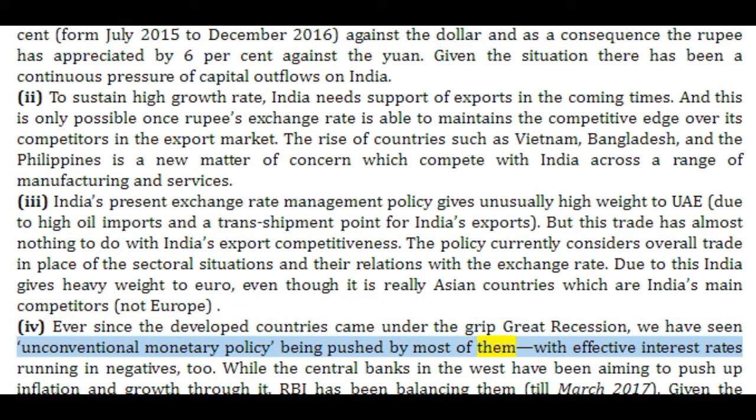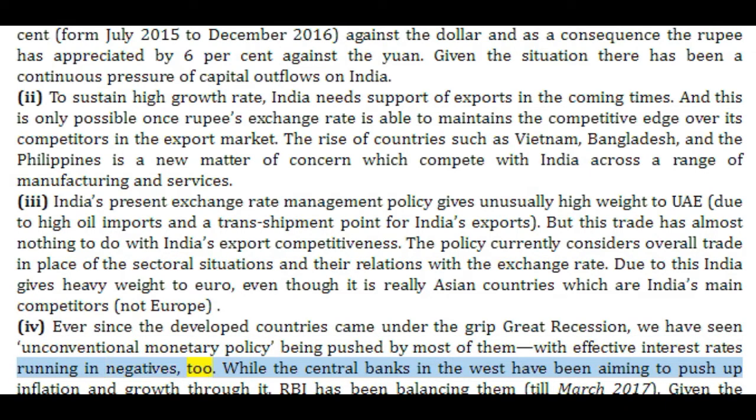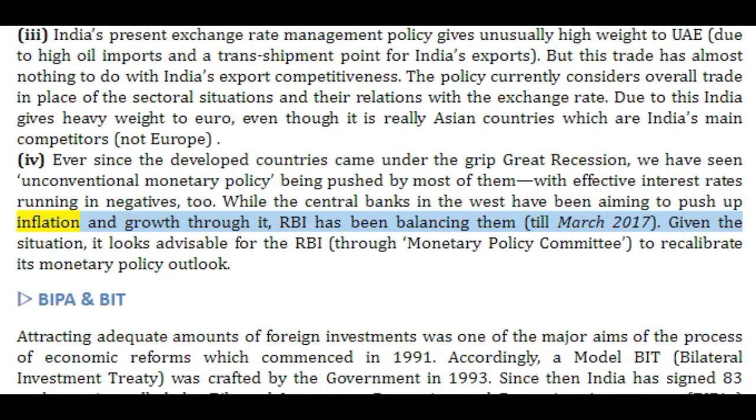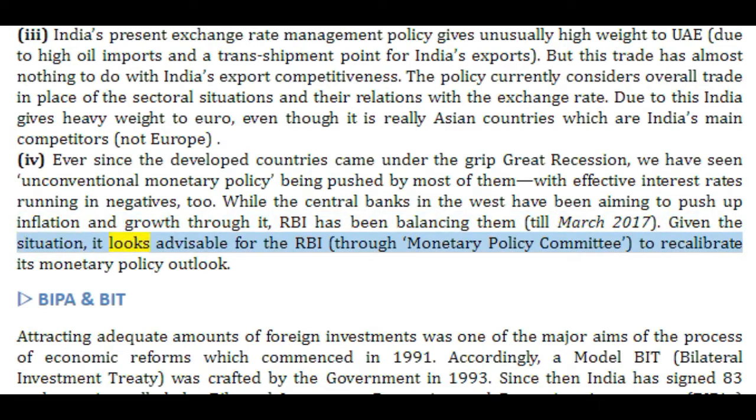4. Ever since the developed countries came under the Great Recession, we have seen unconventional monetary policy being pushed by most of them, with effective interest rates running in negatives. True. While the central banks in the West have been aiming to push up inflation and growth through it, RBI has been balancing them till March 2017. Given the situation, it looks advisable for the RBI, through Monetary Policy Committee, to recalibrate its monetary policy outlook.